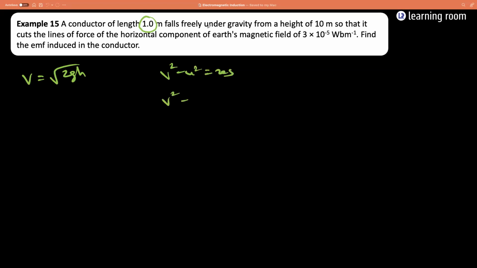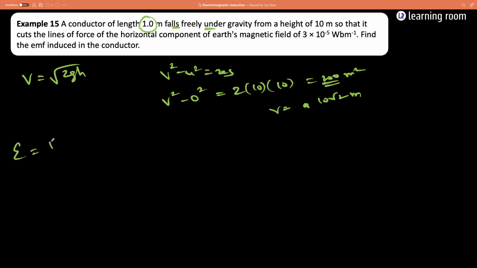So v square minus u square. When they say it falls freely, generally the initial velocity will be zero. So zero square plus 2 into g, which is 10, into height, which is 10. So it is going to be 200 meter square per second square. So v will be equal to root 200. Root 200 will be 10 root 2 meter per second. Okay.